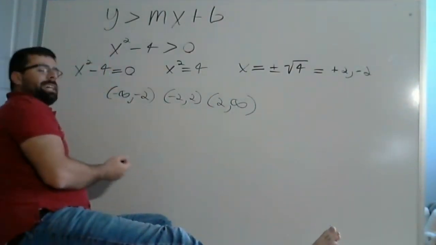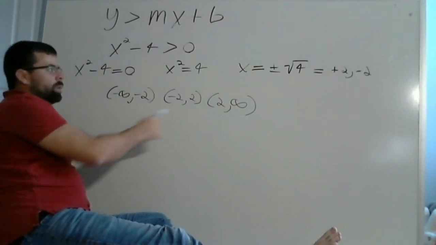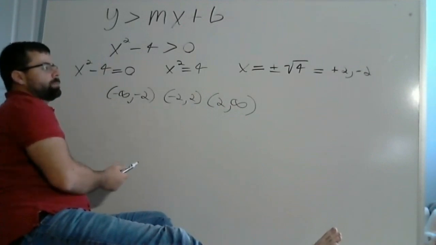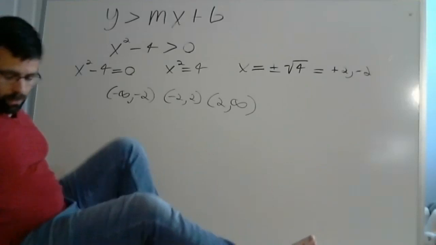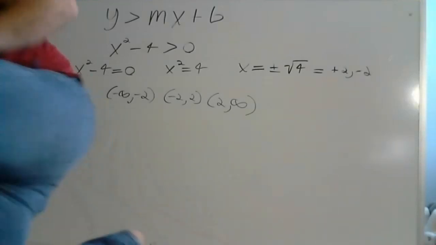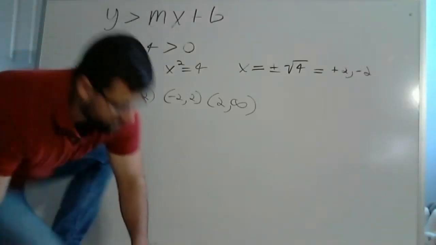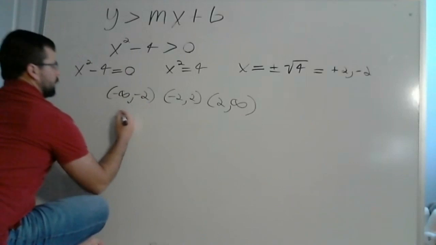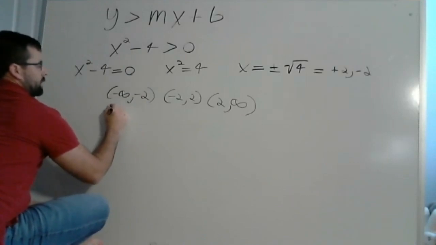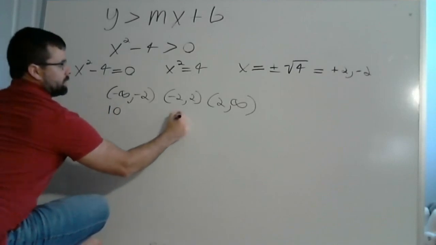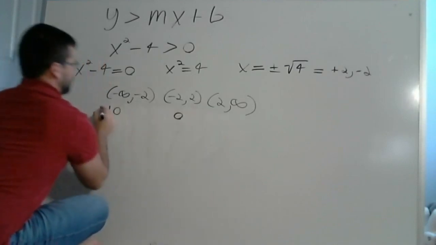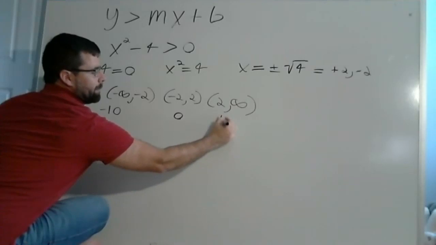And then we tested a point in each one of these boundaries. We look to see, does that point work? So, for example, let's maybe look at negative 10, 0, and 10.